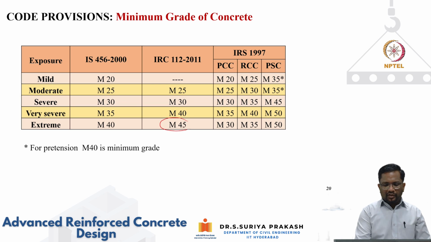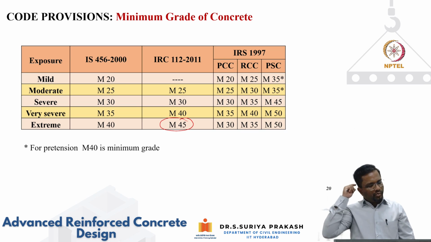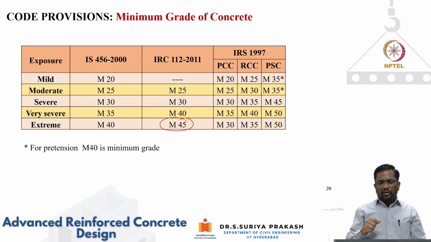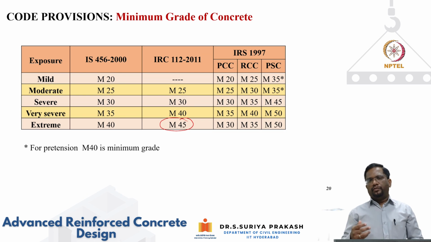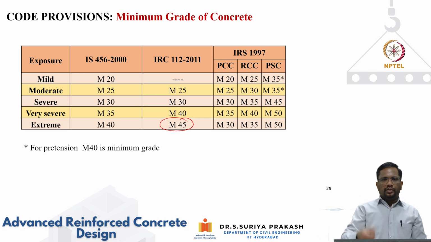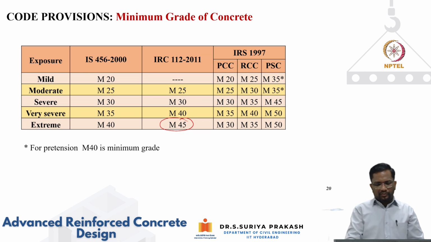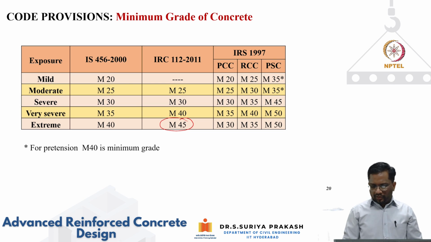So that is why, if you see for extreme weather condition, your code is recommending that your minimum concrete strength has to be at least 45. And another reason is also, if you're going for high strength concrete, it is understood that you achieve high strength by limiting the water cement ratio, which is again going to help you in durability. And also for a particular water cement ratio, if you're increasing the cement, then it is going to give me higher strength. So that is why the code is specifying some minimum grade of concrete from durability point of view.